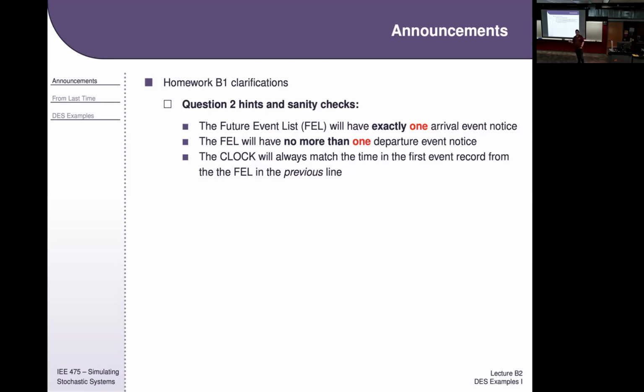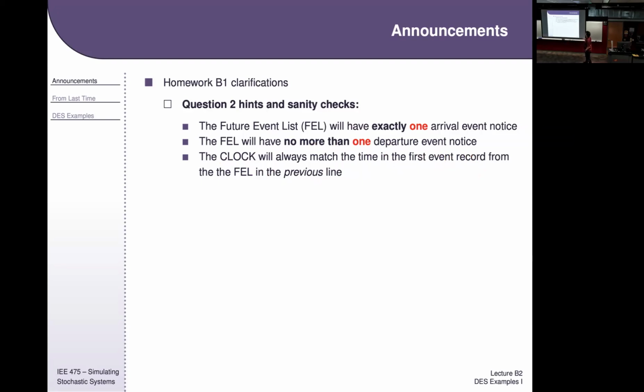So if you see more than one or less than one arrival in your future event list, then somewhere your hand simulation logic has gone wrong. There will be no more than one departure event. There's only one server in the system, so only one entity can be serviced at a time. So there can only be one departure scheduled in the future. There might be 0 departures because you might be waiting for entities to arrive, but there will never be more than one. And then the clock time must always match the time in the first event record.